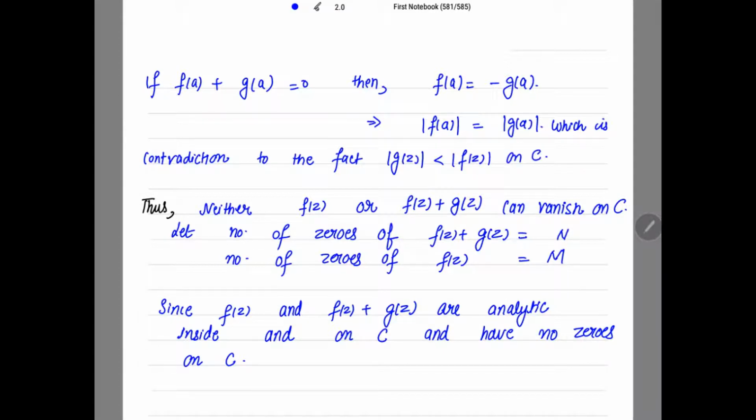So thus neither f(z) nor f(z) plus g(z) can vanish on C, right? This thing clear? This has been proved now. Now we can apply the argument principle. For that we have to choose the number of zeros. So let the number of zeros of f(z) plus g(z) be capital N and the number of zeros of f(z) be capital M. Now since f(z) and f(z) plus g(z) are analytic inside and on C and also have no zeros on C, which we have just now proved.